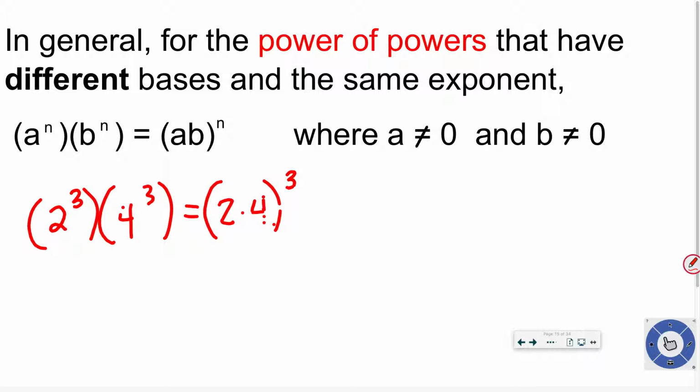And again, your bases can't be 0. We're not dealing with zeros in the bases. Again, I don't feel like that one's as common. I mean, you'll see it, but not crazy common. Power to a power, the one we did just before this, you'll see that much more often. Any questions about the power of powers?